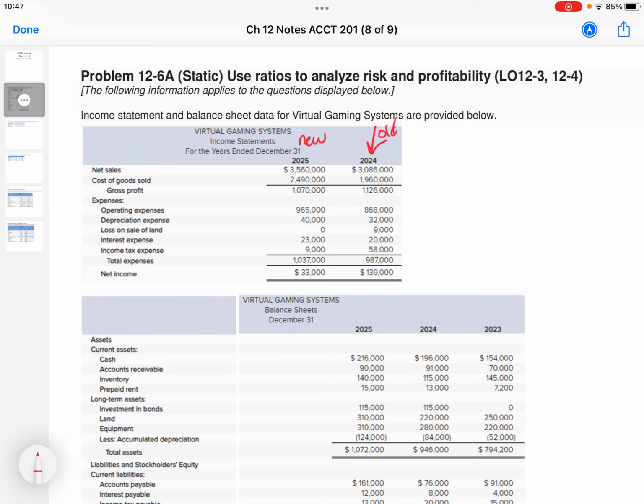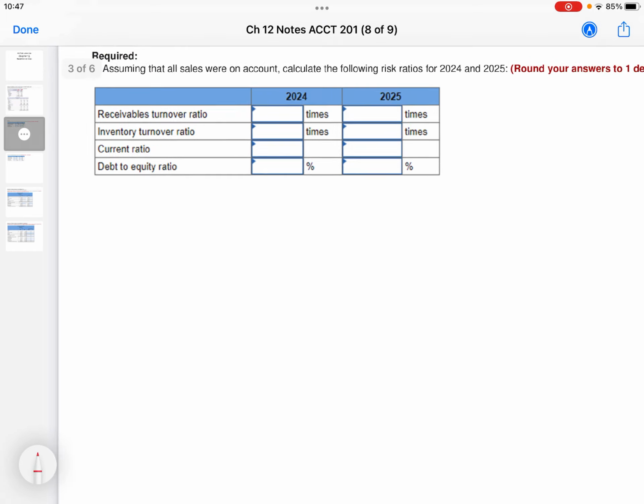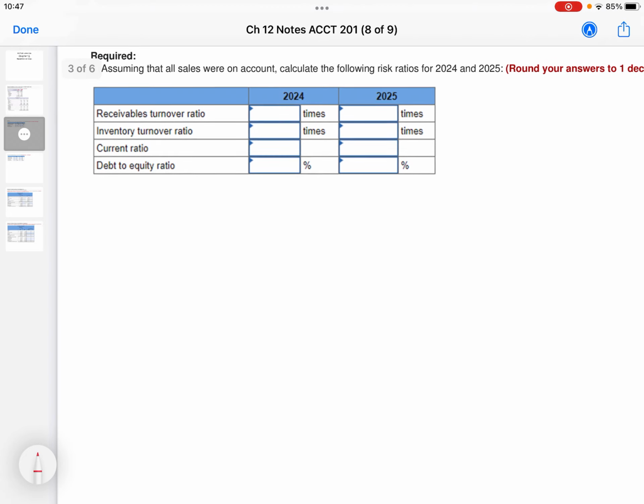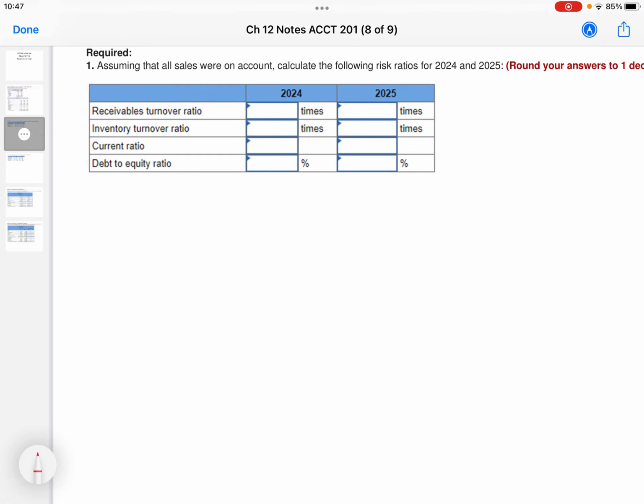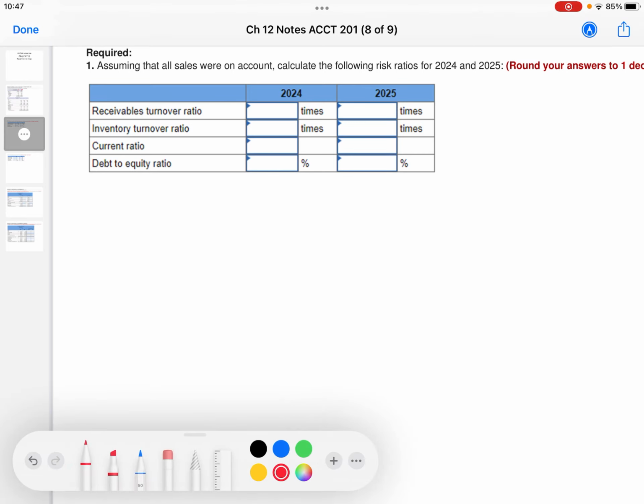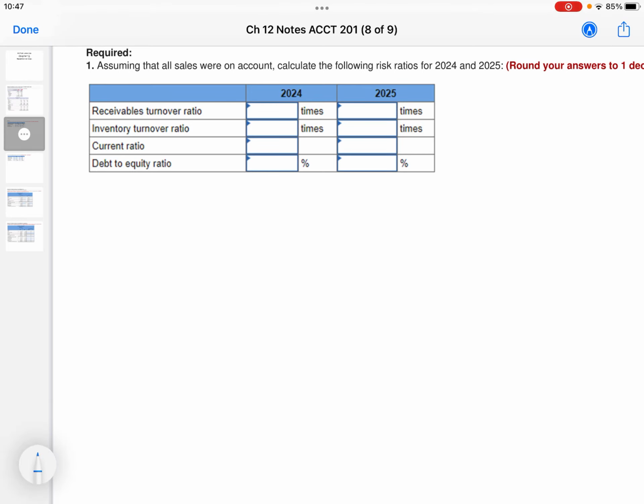Okay, so the first set of ratios that we're going to do are risk ratios. We'll do a receivables turnover ratio, and let's start with that one. So for the receivables turnover, we'll label these, and you know what? I'll still write them out. That way we have them written out.